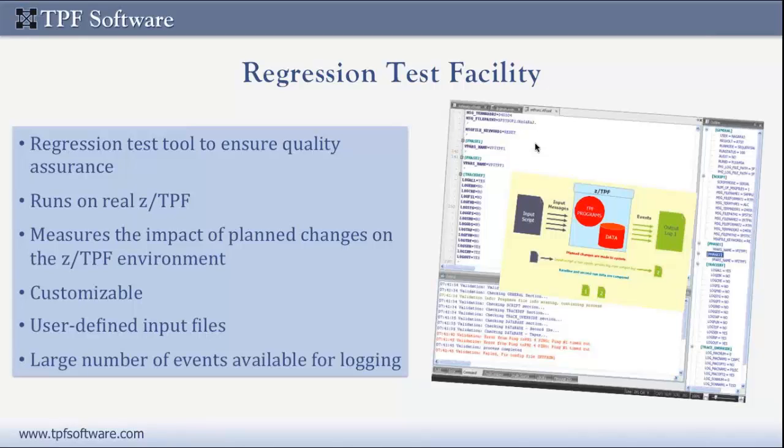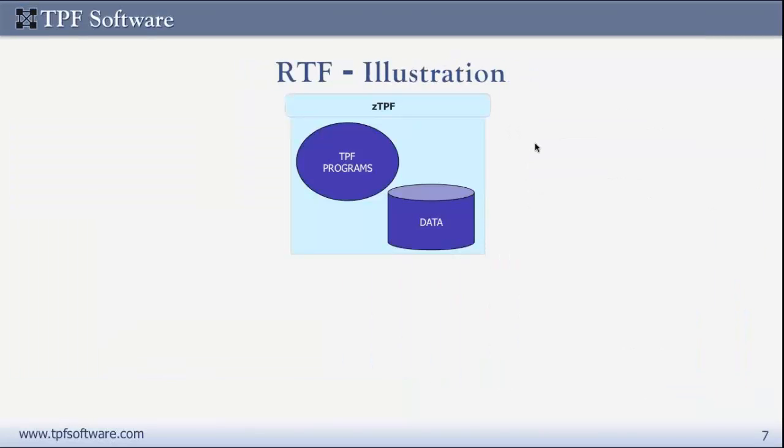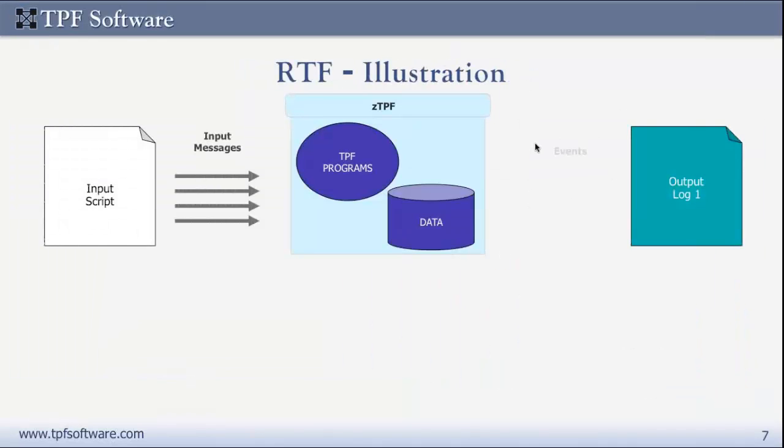I do have an illustration slide on this. So this RTF is actually run based on three phases. As part of phase 1, we have to run the input script with all the input messages and capture the events which we are interested in, and then load all your programs which are scheduled to go to production.